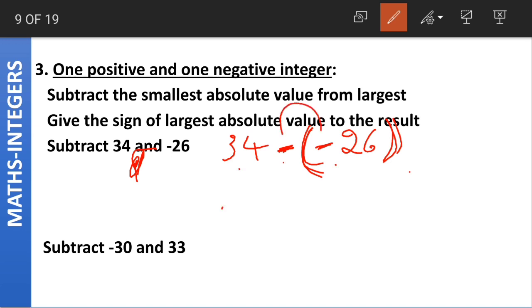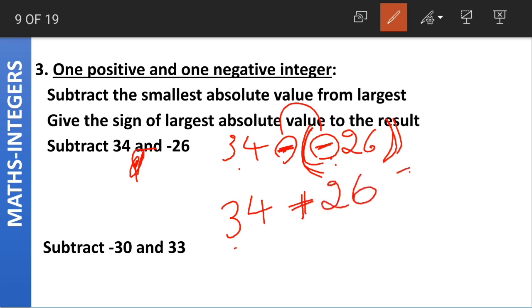Now what is minus into minus equal to? Minus into minus is equal to plus. Both the signs are same. So when we multiply similar signs, the answer we get is a positive sign. 34 plus the next integer is 26. What is 34 plus 26 equal to? 34 plus 26 is equal to 60.